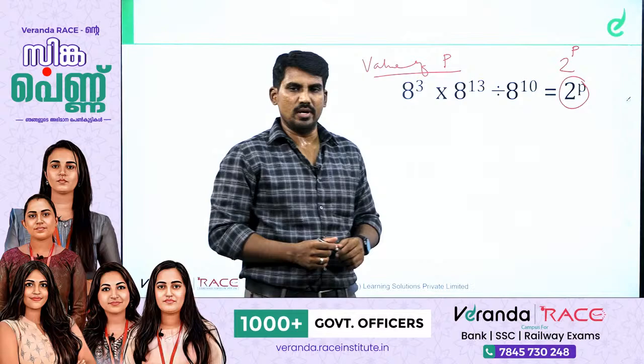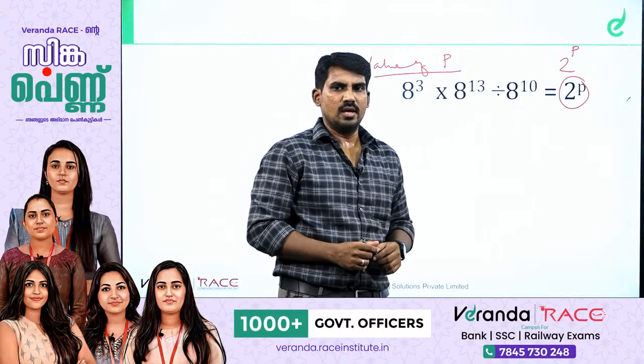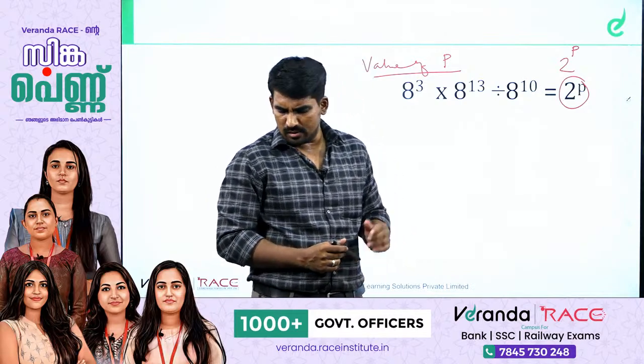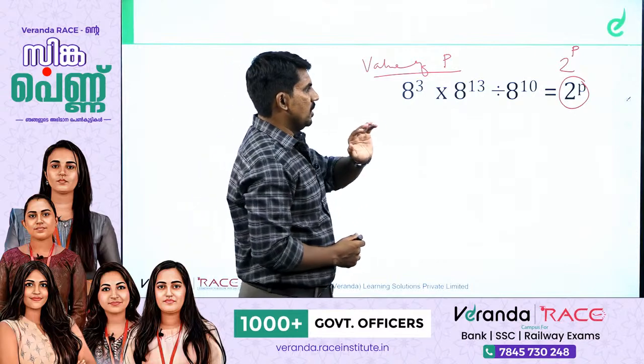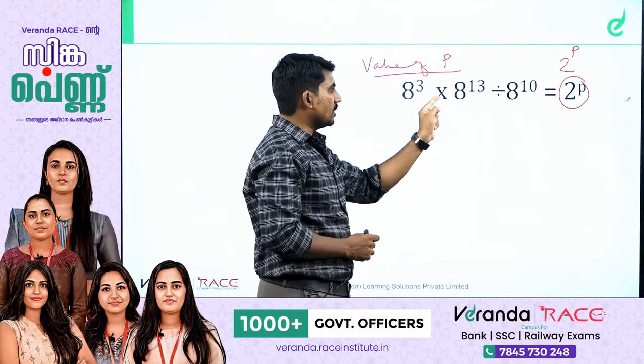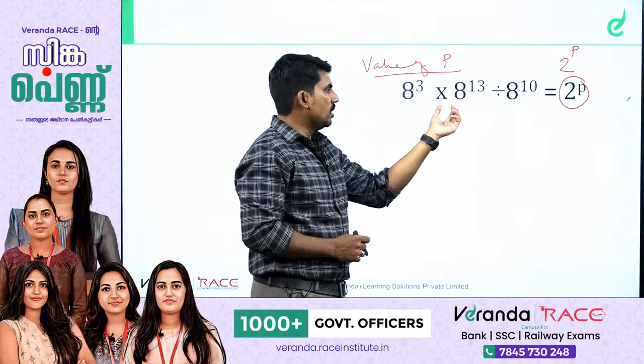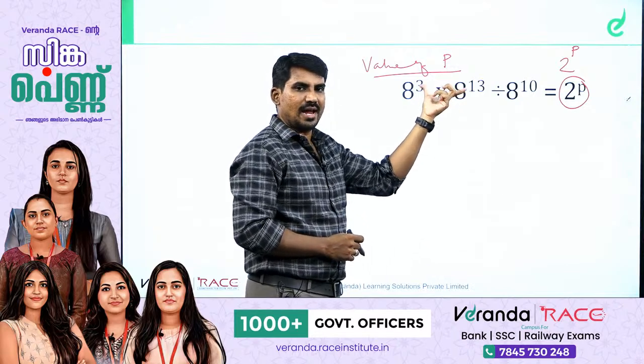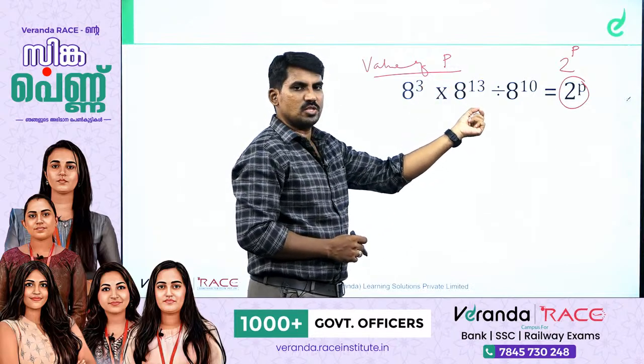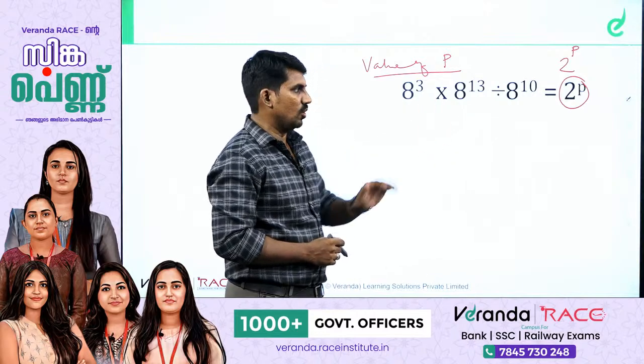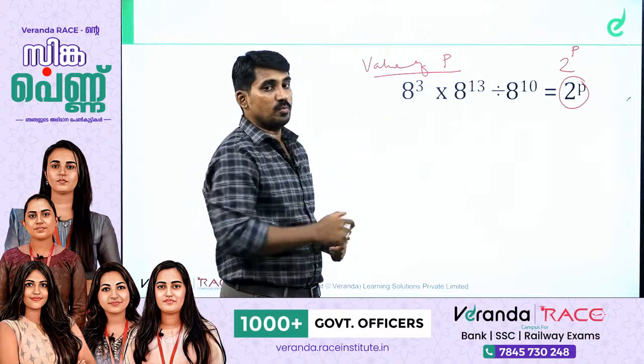8 cube into 8 power 13 division 8 power 10 is equal to 2 power p. Okay, now listen, everything base value same. Therefore, product is what? We can add the powers. Division means what? We can subtract the powers, that we know.